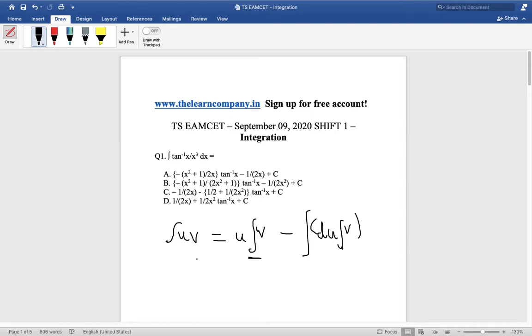Okay, so when I look at this, divided by x cube, it's x raised to the power minus 3 into tangent inverse of x in simpler terms. If I integrate x raised to the power minus 3, I will get x raised to the power minus 2, or in other terms, x square in the denominator. Dealing with x square in the denominator is much easier than dealing with x cube. So I am going to choose u as tangent inverse of x and v as 1 by x cube, and then I will apply the by parts integration.